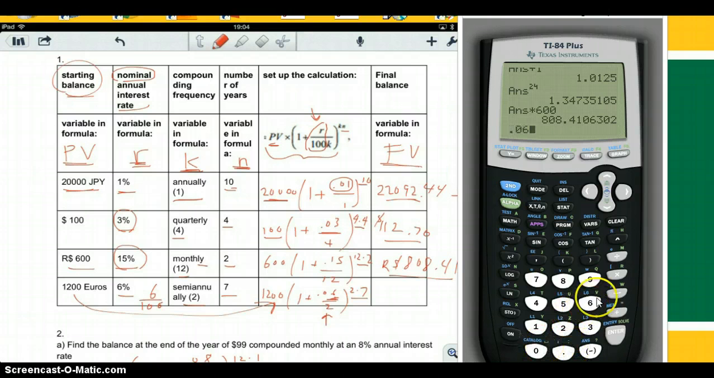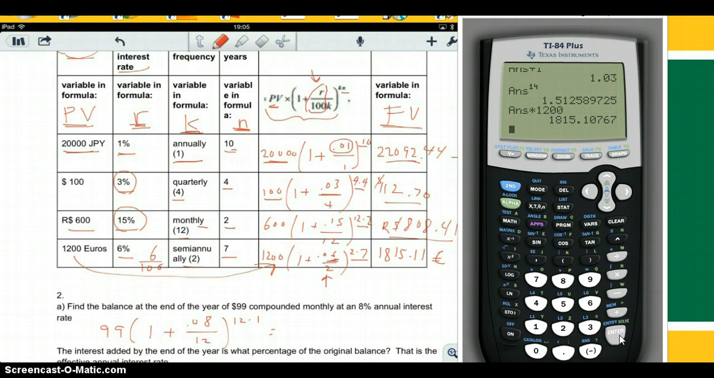Okay, so we'll do it the second way with the calculator again. So we'll do 0.06 divided by 2, and then we add 1, 1.03, and then we take that to the power of 14. And we get that, and then we multiply times 1200, which is the original value, and we get 1815.107. So that is in euros. 1815.11 euros. Okay, so now we are done with number 1. We'll go on to number 2.